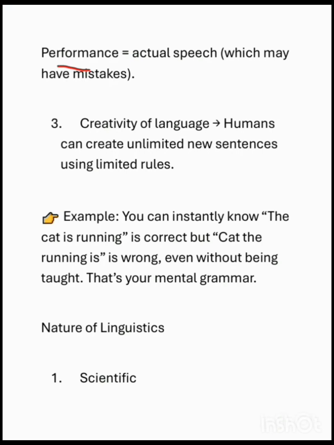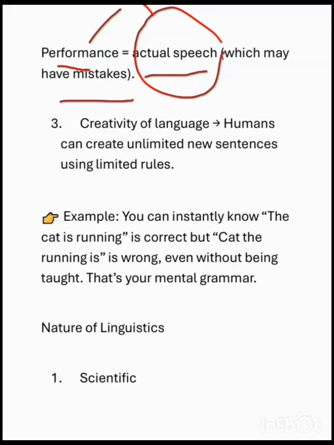And what is performance? The actual speech. So whatever we say, there is a mental concept in our mind, but whatever we say, even if it is wrong, it doesn't matter. So the actual speech we are producing, whether it is wrong or right, is performance. So there can be mistakes in performance. Whatever you talk, whatever I talk, can have mistakes. We make so many mistakes in our language. This is performance, we perform.